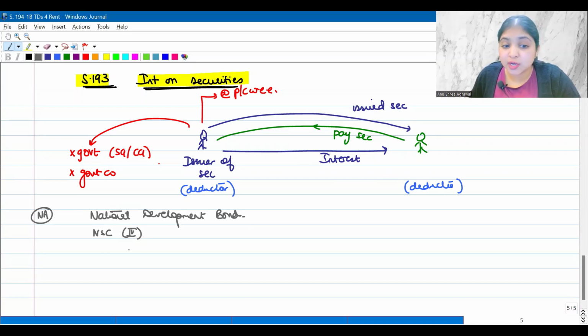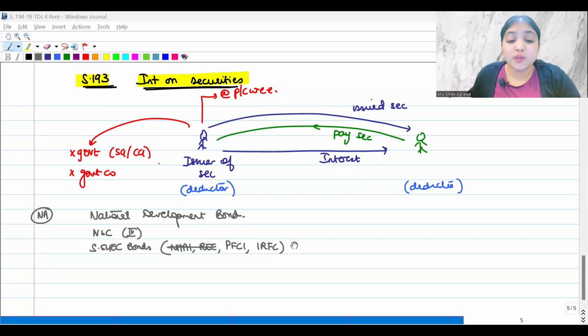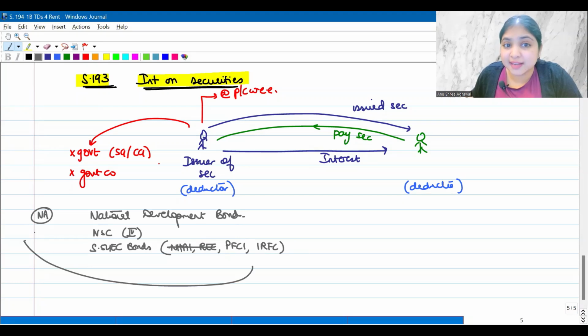If these securities happen to be section 54 EC bonds, under 54 EC we have 4 bonds: NHAI bonds, REC bonds, Power Finance Corporation of India bonds, and IRFC bonds. These are the 4 bonds we talk about under section 54 EC capital gains. Now, under section 193, if they are PFCI bonds or IRFC bonds, then tax will not be deducted at source. So I'm talking only about 2 of them in the exclusions.